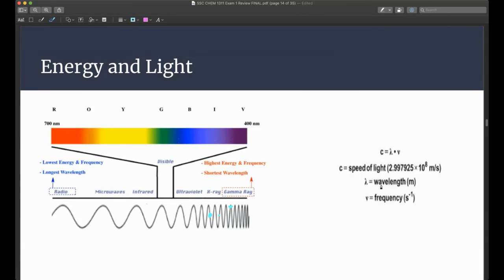Something else you can derive: wavelength and frequency are related by this equation. c is equal to the speed of light. Don't use this number, you can just use 3, which is okay. And c is equal to wavelength times frequency.